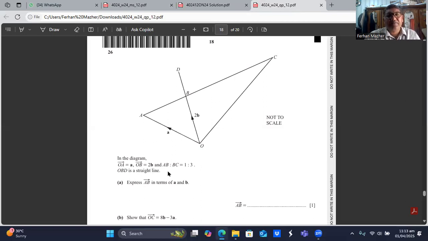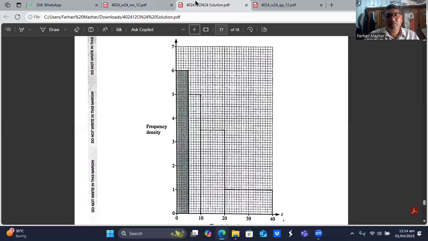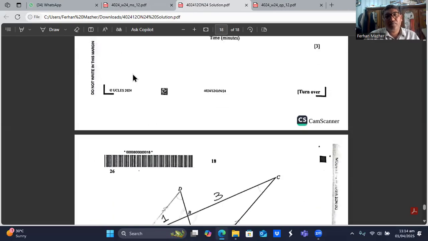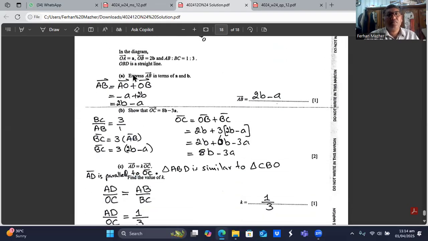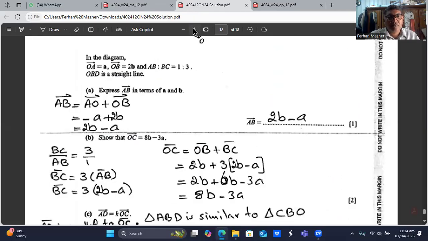OBD is a straight line. Express AB in terms of small a and small b. Okay, if you want to find out AB, you will go from A to O, from O to B. So very simple. From A go to O, from O go to B. From A to O will be minus a. And from O to B, it will be 2b. So the answer is 2b minus a.